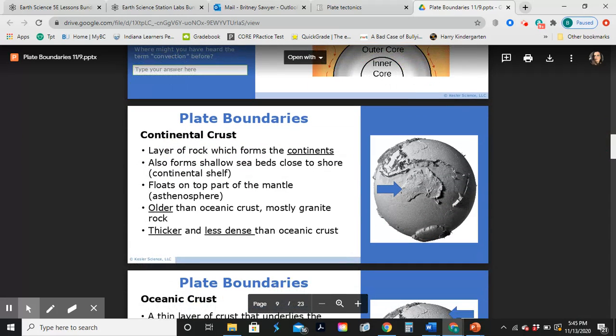Plate boundaries. Continental crust is the layer of rock which forms the continents. It also forms shallow seabeds close to shore with a continental shelf. It floats on top of the mantle, which is the asthenosphere. It is older than oceanic crust and made mostly of granite rock. It's thicker and less dense than the ocean crust.